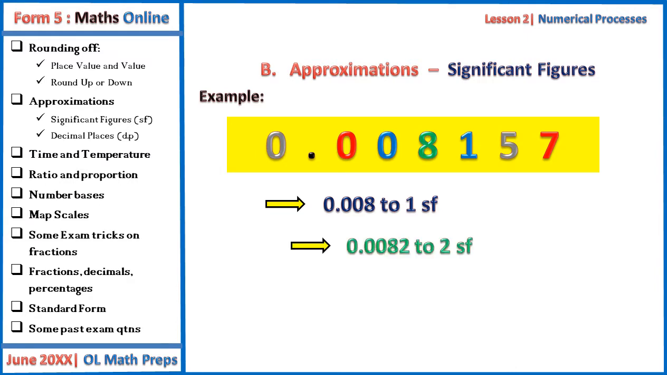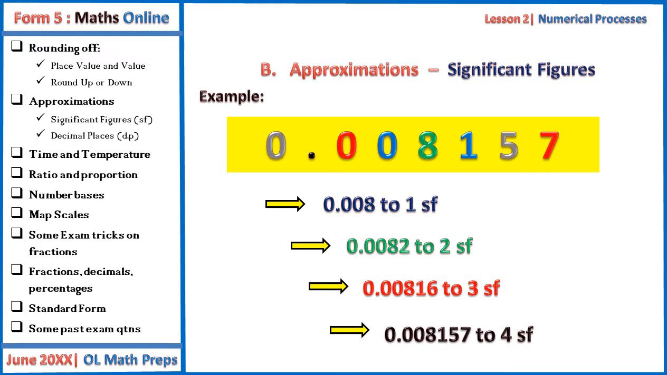Now to two significant figures, it becomes 0.0082. Note that the second significant digit here is the 1. But the 5 after 1 is going to affect 1 because we round up and add to 1 to have 2. This same number to three significant figures gives us 0.00816. And to four significant figures, it is the same number. If they ask you to write this number to 5 significant figures, just add a 0 after the 7.